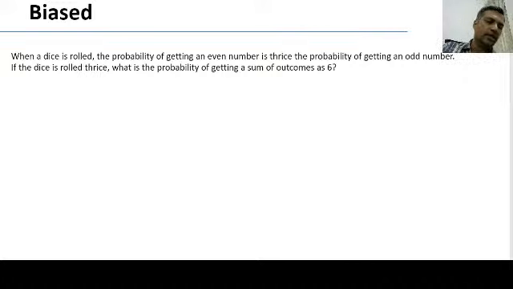Beautiful question, isn't it? So no matter whether it is biased or unbiased, generally, whenever nothing is mentioned, it is taken as unbiased. So here it has become biased. How do you make it biased? You can do that, right?